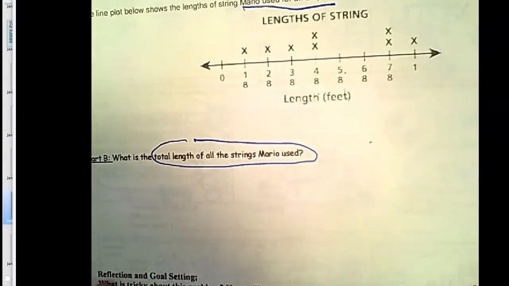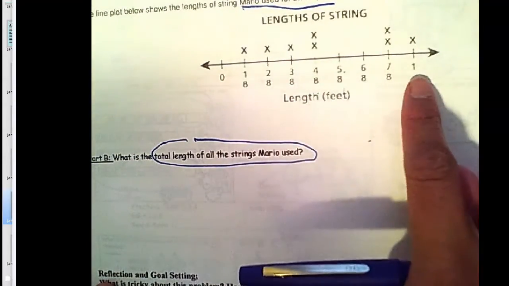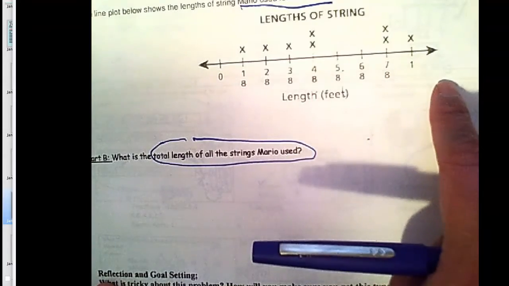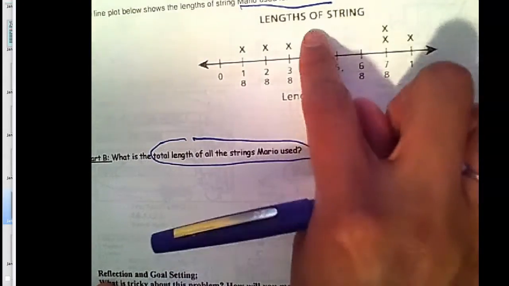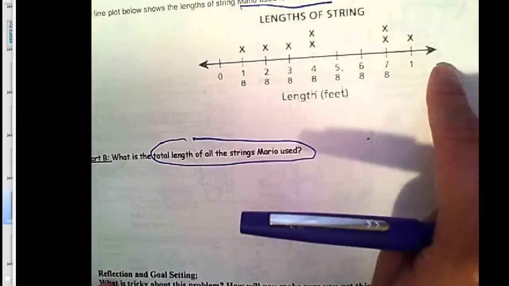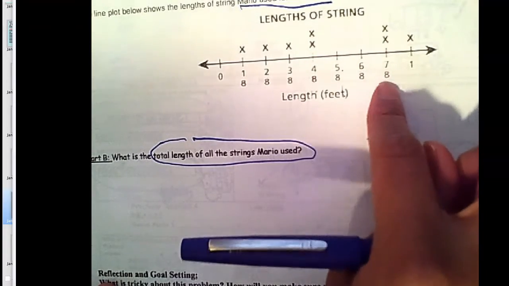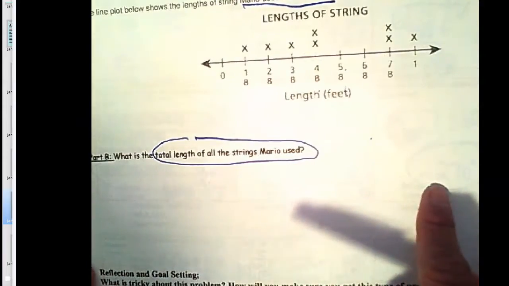I'm guessing I'm going to have to add everywhere where I see the X. So 1/8, 2/8, 3/8, 4/8, 7/8, and 1. That also doesn't make sense because I'm noticing that 4/8 has 2 strings that measure that, and 7/8 has 2 strings that measure that. So I have to make sure that I include those twice when I'm adding all of these lengths up.